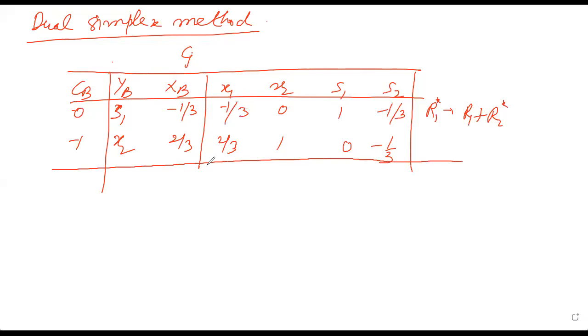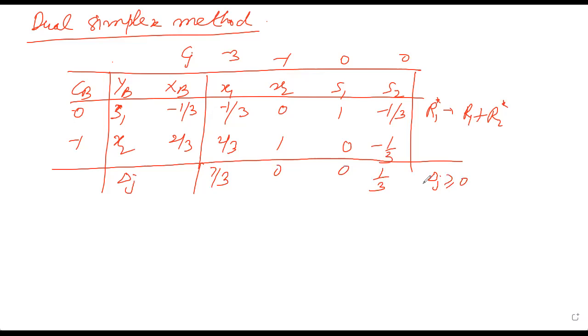Now again, I will find delta j. So delta j will be what? 0 cj or dj. Minus 3, minus 1, 0. 0 into this 0, so minus 2 by 3 and plus 3. So 7 by 3. 0 into 0, minus 1 into 1, 1. 1 plus 1, 0. This is 0. 0 into this 0, minus, minus, plus 1 by 3. So again, all delta j positive.